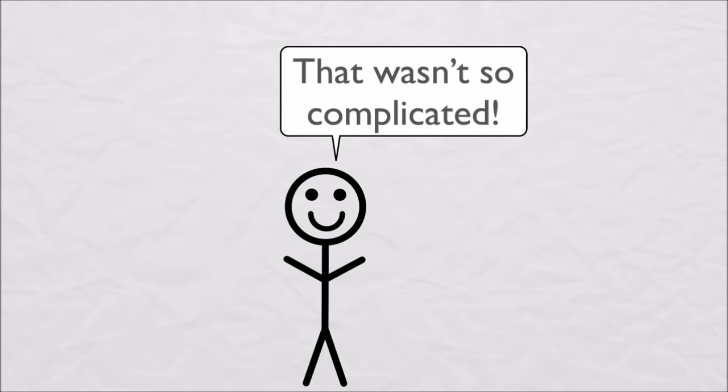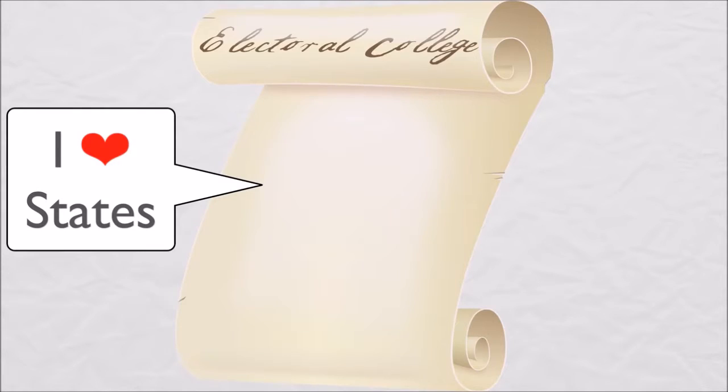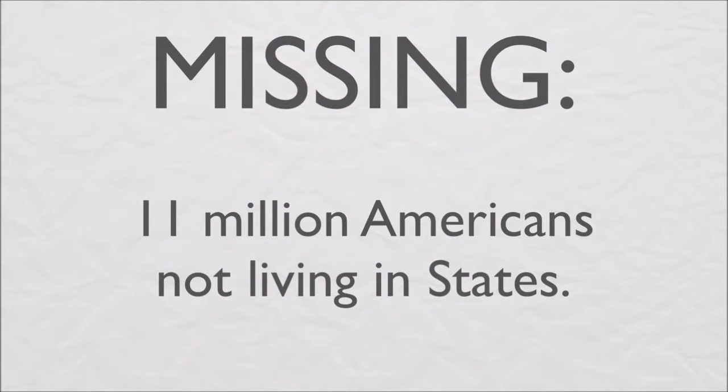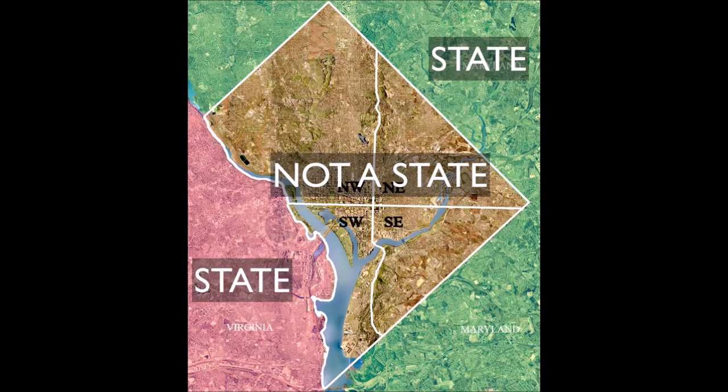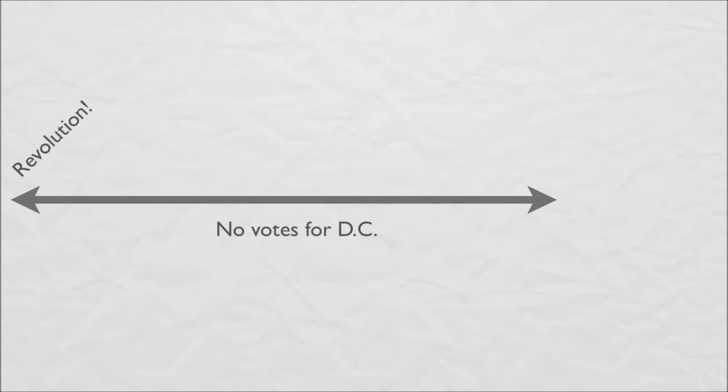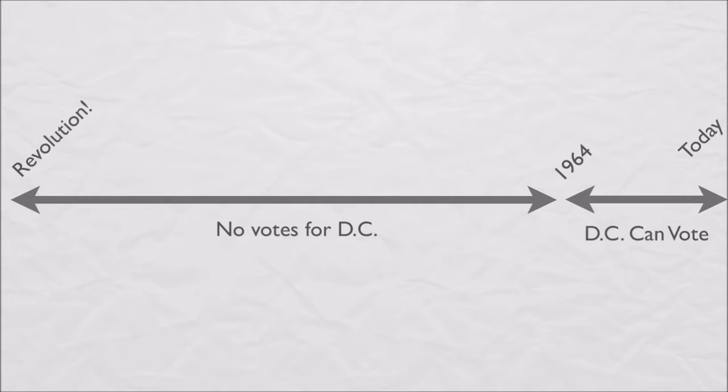That wasn't so complicated, you say? Well, there were a few details left out. The Electoral College loves states, but what about the 11 million Americans who don't live in a state? What happens to their vote, and where are these people hiding? There are about 600,000 in the District of Columbia, an area set aside specifically not to be a state so that the capital of the country would be free of local politics. For most of the United States history, people living in the district didn't get to vote for president. Then, in 1964, the Constitution was amended to give D.C. the same number of votes as the least populous state, Wyoming.